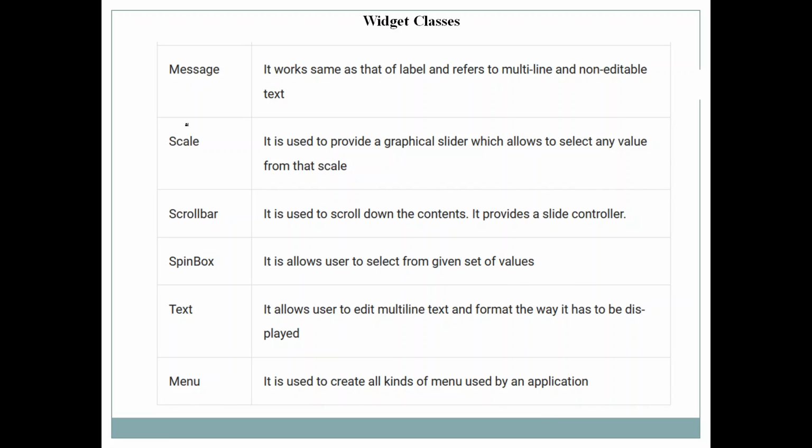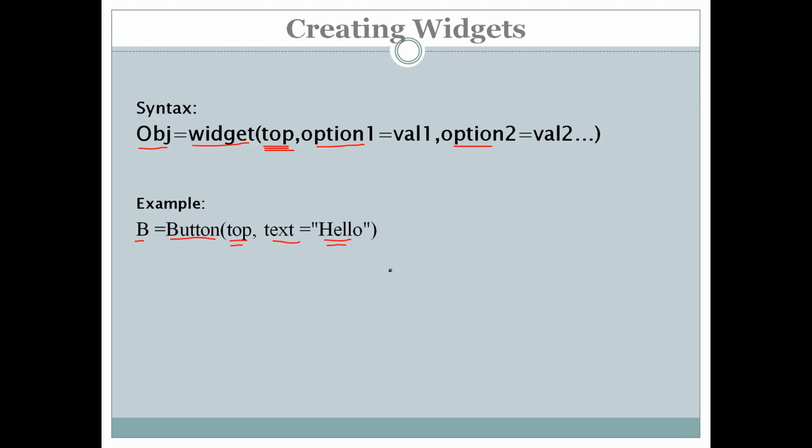Then we have a class that is Message class, which is used to display a message. Scale, which provides a graphical slider which allows you to select any value from that scale. So you can create a scale control to select the values, or you can increase or decrease the values by using scale control. Scroll bars, used to scroll up and down or left or right. Spinbox, it allows the user to select from a list of given options.